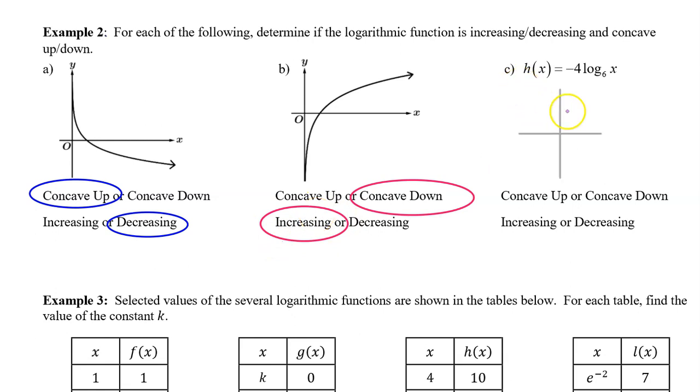For part C, we need to draw our own graph. When the A value is negative, the curve looks like this. And this will be concave up and decreasing, just like part A was.